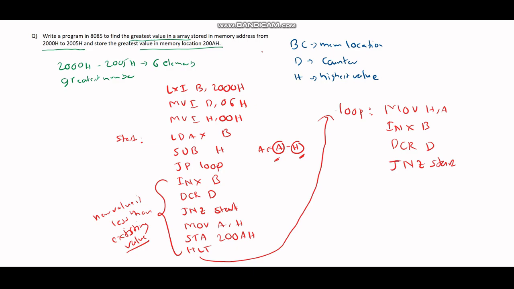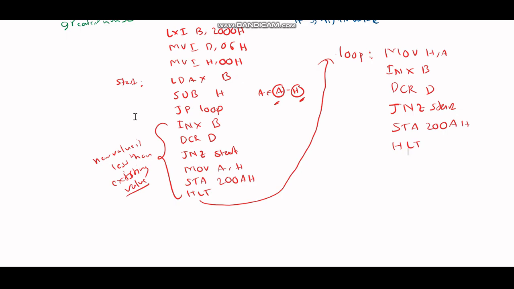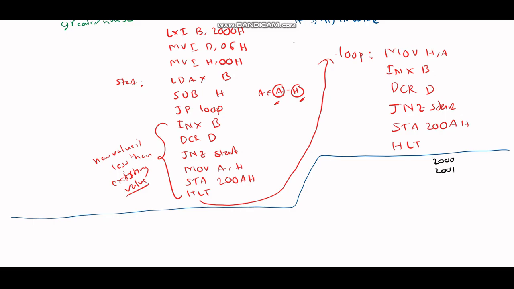And then once the counter is done, or the zero condition is satisfied, we need to store our result in 200AH and then terminate the program. Let me elaborate this a little more with examples. Let me keep this up here and let's draw a line so that we can separate this out. So we have 2000, 2001, 2002, 2003, 2004 and 2005.